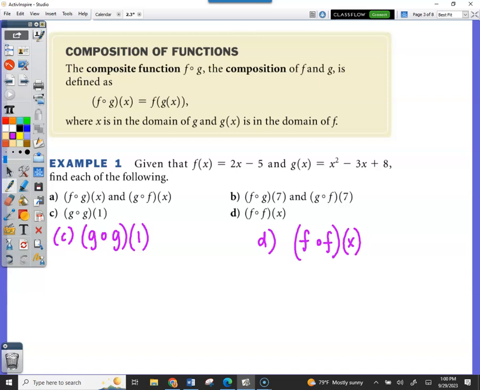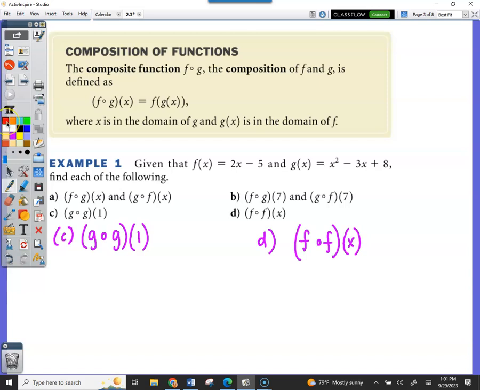I would do this method, not multiply. I would do the method where you find g of 1, and then whatever you get, you plug it into g. Stay with me, try. You can do it.